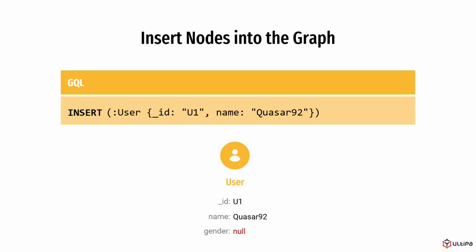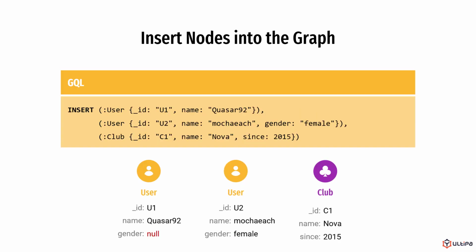You can specify property values in the property specification. The property gender is missing, so its value is still null. You can insert multiple nodes in one insert statement. Separate node patterns with commas.